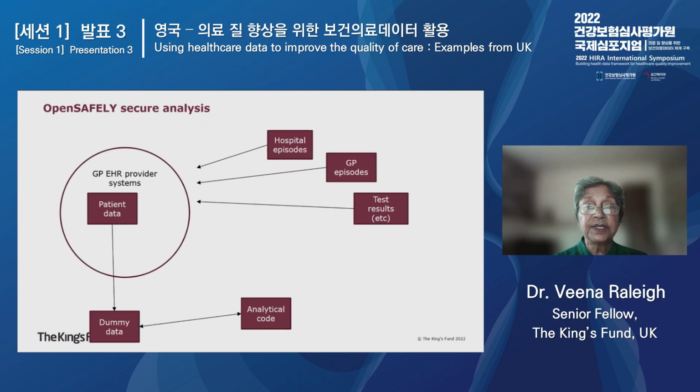So this shows the Open Safely data system. On the left in the circle is the data systems in GP practices, and the patient data sits there. It's then linked with data from hospitals and test results and so on. The data is never taken out of GP systems, so there's no risk of disclosure. But what happens is there's some analytical code that's run on some dummy data that's extracted. And those are the results that are used. So the data is never actually taken out of the GP systems.